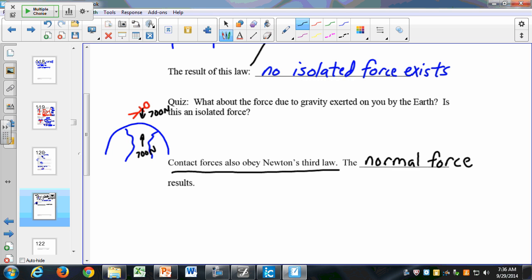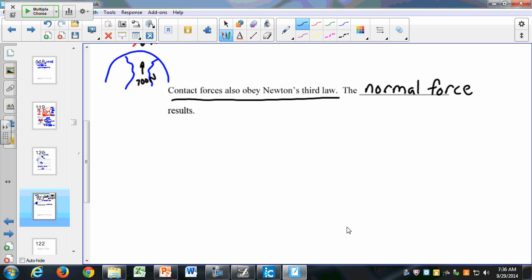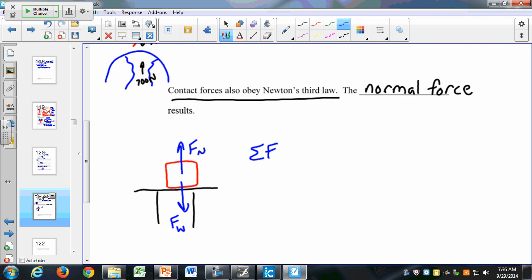So as I said before, we have this block on a table. If I want to find the normal force, I can apply Newton's second law as we've been doing. I've already done this, but let me show you rigorously that the normal force is equal to the weight. So this is my normal force, this is my weight, and by Newton's second law, the sum of the forces equals ma.